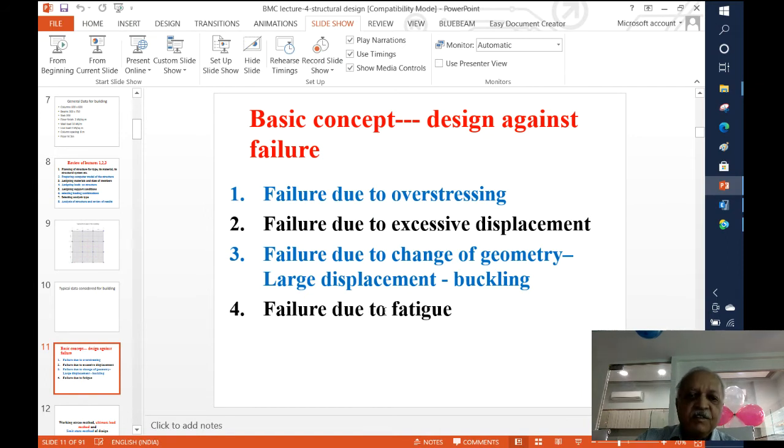So we say that failure due to overstress, there is a material which has got some capacity to carry stress. Now I must provide such dimensions to the member cross section so that the stress is limited to the permissible stress in the given member. So I will say that I must firstly see that the member will not fail by overstressing. So there is a permissible stress and I want to ensure that failure doesn't occur due to excessive stress.